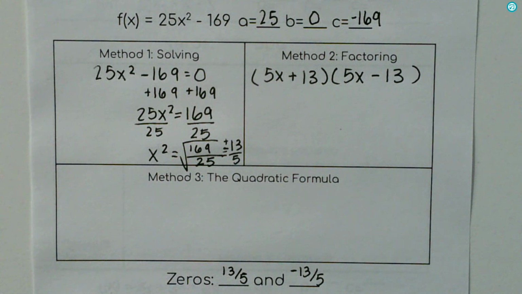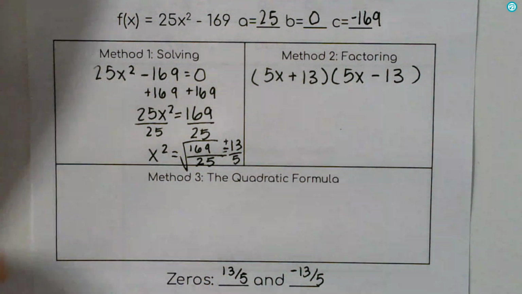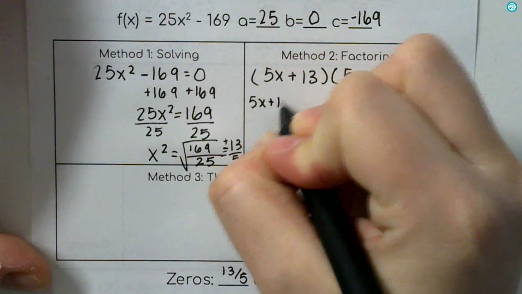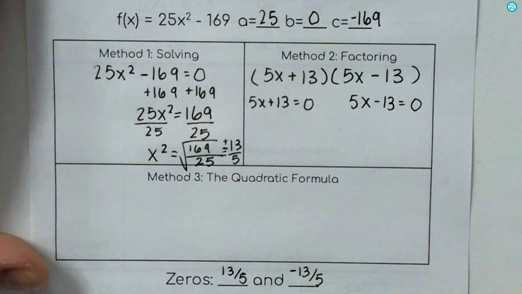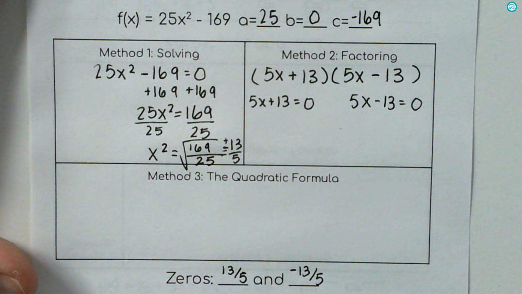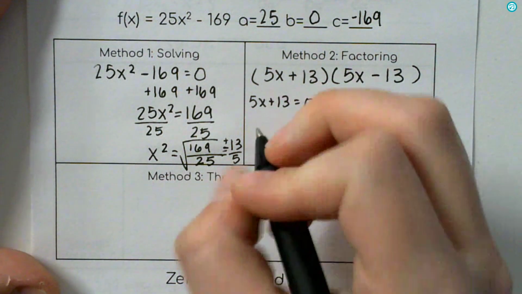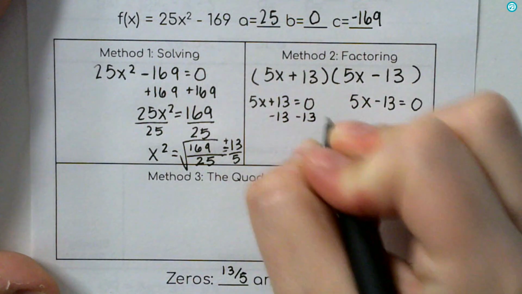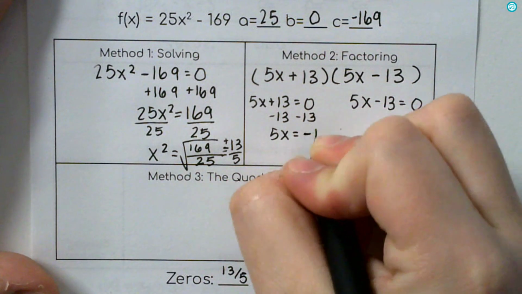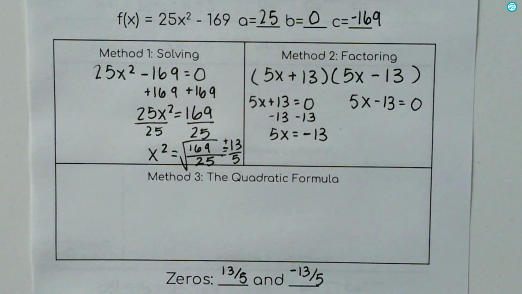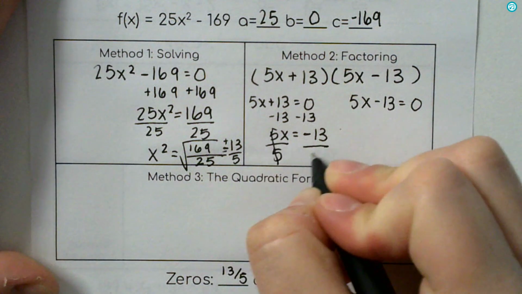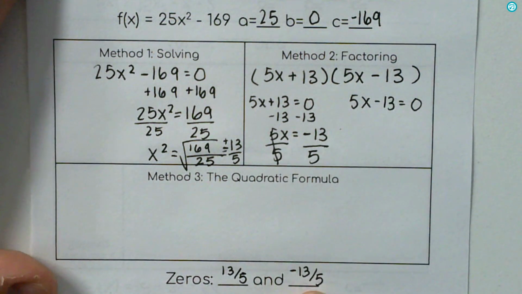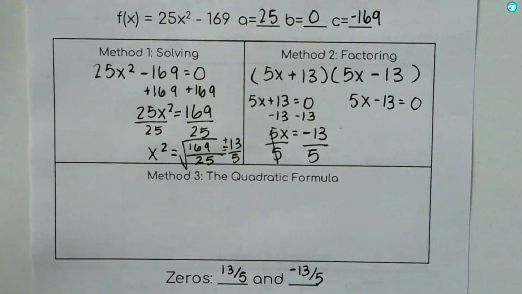Okay, so then with factoring, you use the zero product property. So now we would take that 5x plus 13, set it equal to 0. We would take this 5x minus 13, set it equal to 0. And we can go ahead and solve both of these. So for the plus 13 one, we would subtract 13. We would get 5x equals negative 13. And then we would divide both sides by 5. And we would get negative 13 over 5, which is one of the answers I already got.